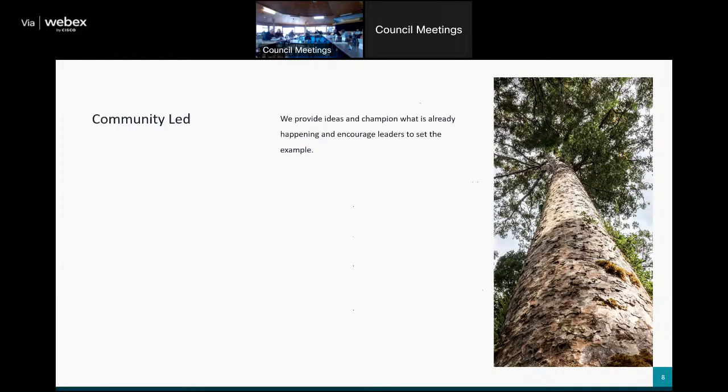A key feature of the initiative is that rather than being organisation-led, the welcoming is led by the community. So we provide ideas and champion what is already happening and empower existing residents to take the lead in welcoming communities, welcoming newcomers in. Being community-led also ensures that longevity, so it will continue on beyond these 3 years.